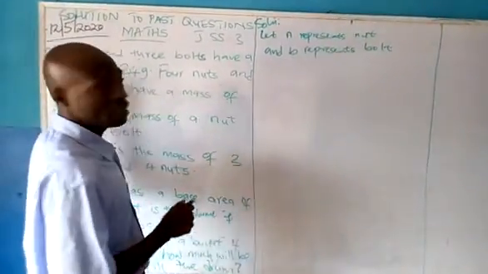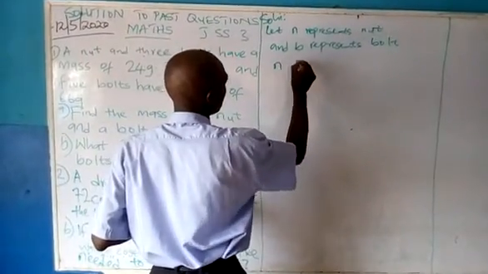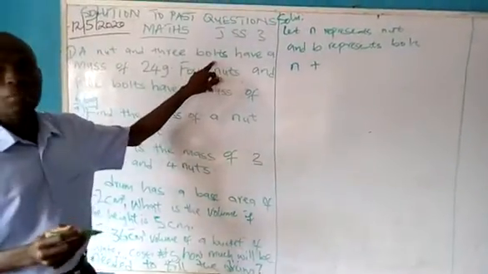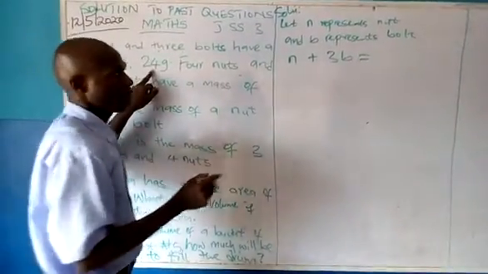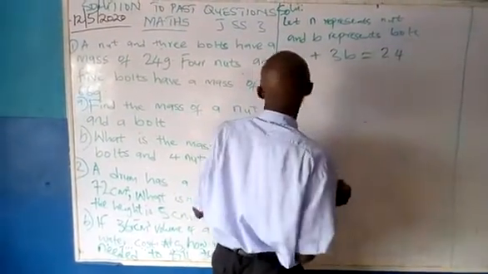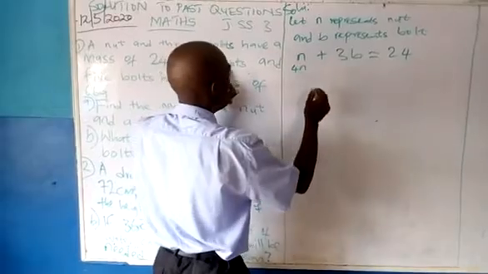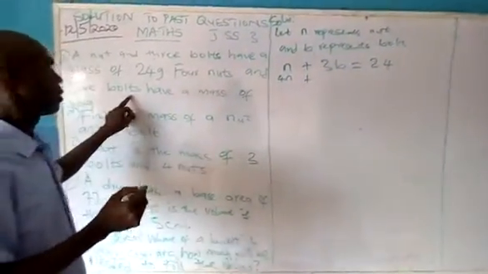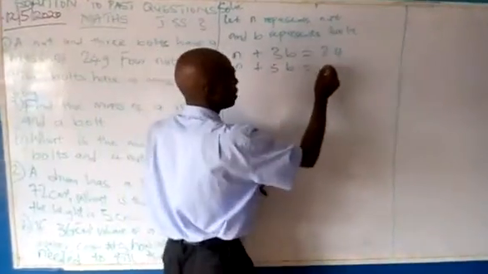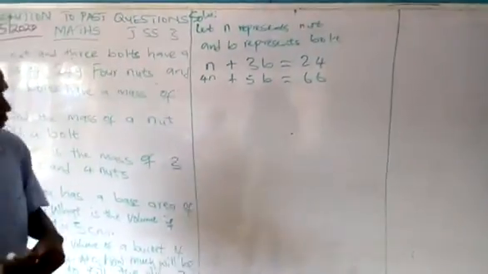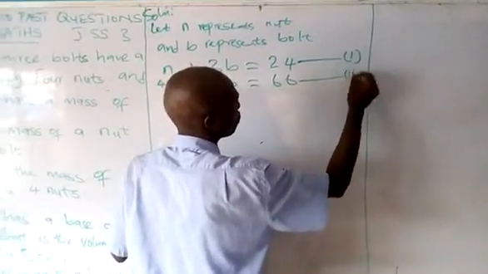Now, we can put this in mathematical form. It says a nut, which means 1N, plus 3 bolts, that is 3B, equals 24 grams. Now, the second part says 4 nuts, which is 4N, plus 5 bolts, which is 5B, equals 66 grams. This is a typical example of simultaneous equations. We call this equation 1 and this equation 2.